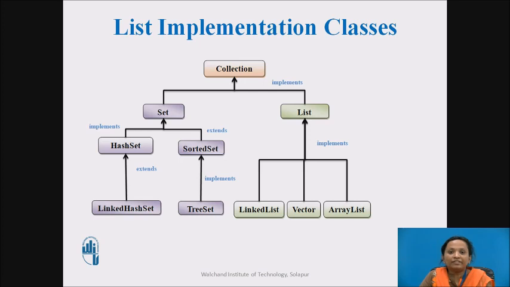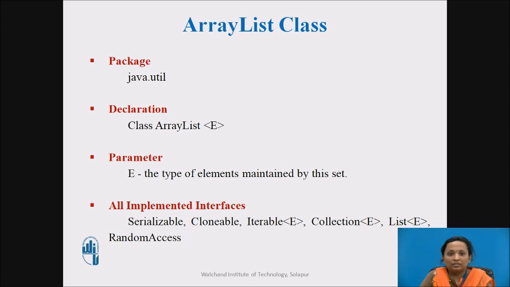Here is the core interface in collection from which we have studied the list interface, and now we will be discussing more about the ArrayList class, which is implementing the list interface. This ArrayList class implements the list interface available under the java.util package. ArrayList class is declared as shown here with parameter E, where E indicates the type of elements maintained by this list. Serializable, Cloneable, Iterable, Collection, List and RandomAccess are all interfaces implemented by the ArrayList class.